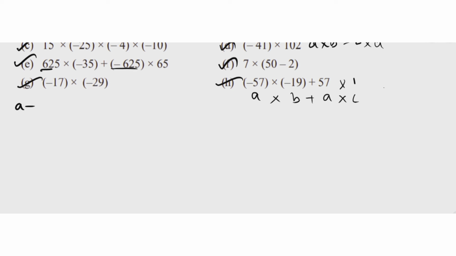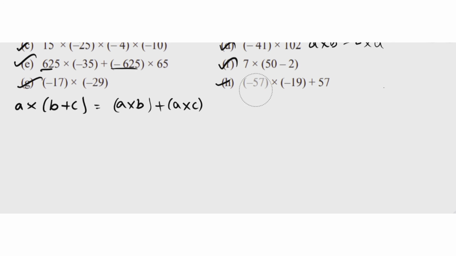So we can solve using this. Okay, so our question will become A multiplied by B plus C, which is equal to A into B plus A into C. So what change have I made here? I have just added multiplied by 1 in the question. Okay, so our question changes like this. Now I am just doing the left hand side. So minus 57 multiplied by B plus C. B here is minus 19, plus C here is 1.